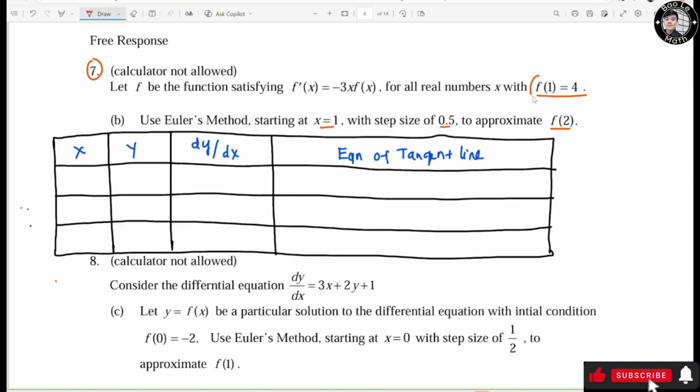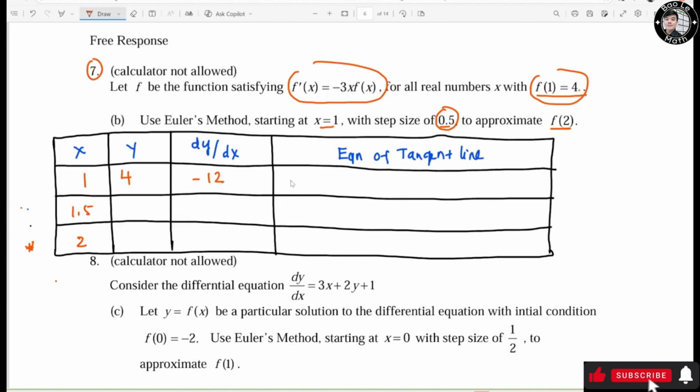Alright, the initial condition is right here, x equals 1, y equals 4. The step size is 0.5 and it's going to end at 2, so we have 1.5 and we stop at 2. Now we need to find the slope, which is given by this formula, -3 times x times f of x. So -3 times 1 is -3, times 4 is -12.